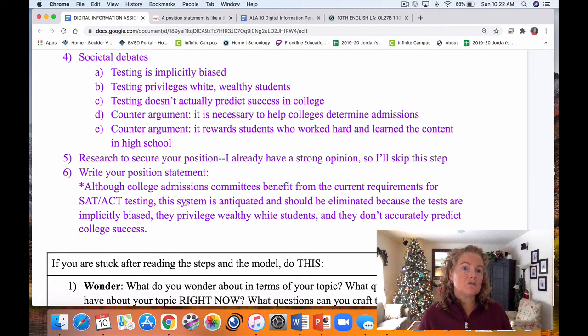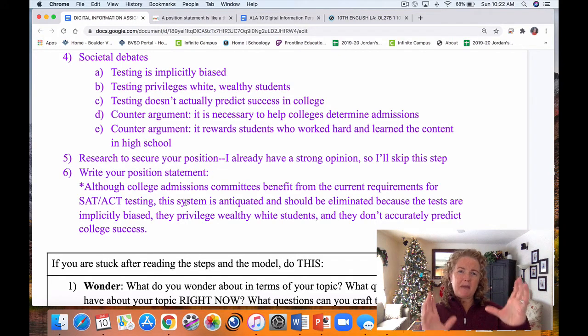So the next thing I'm going to do is consider the societal debate going on around it. Lots of folks are arguing that testing is implicitly biased, that testing privileges white wealthy students, that testing doesn't actually predict success in college. And then there's a couple of counterarguments to that, like it is necessary in order to help colleges narrow down who they're going to admit to their college. And it also does, in fact, maybe reward students who work hard and who learn content in high school, so they automatically would just do better on their essay.